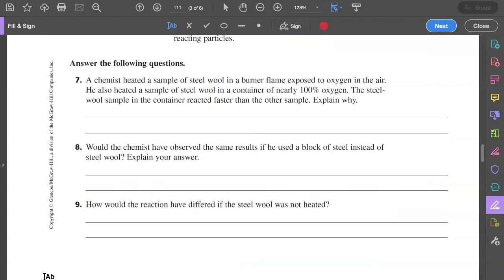Bottom of the page, a chemist heated a sample of steel wool in a burner flame exposed to oxygen in the air. He also heated a sample of steel wool in a container of nearly 100% oxygen. The steel wool sample in the container reacted faster than the other sample. Explain why.